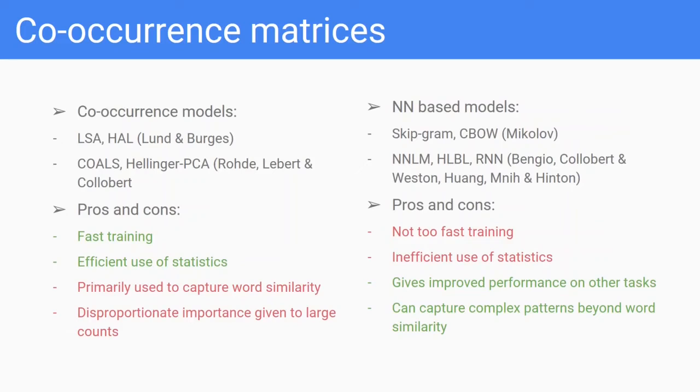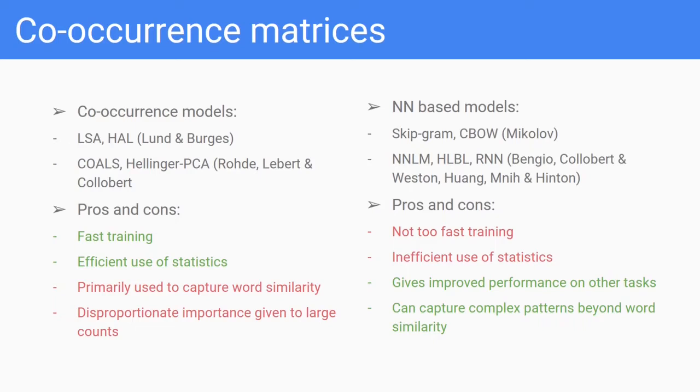But when you compare with the neural network, it is still not clearly better. The co-occurrence matrices are not clearly better. The benefit they have is that they train faster, they make efficient use of statistics, so statisticians get very happy. Maybe other more applied people don't care.